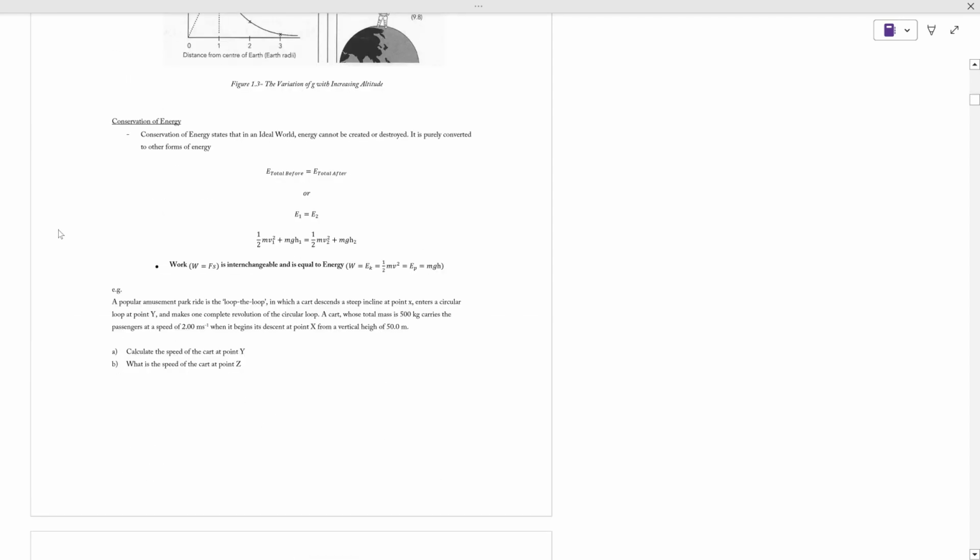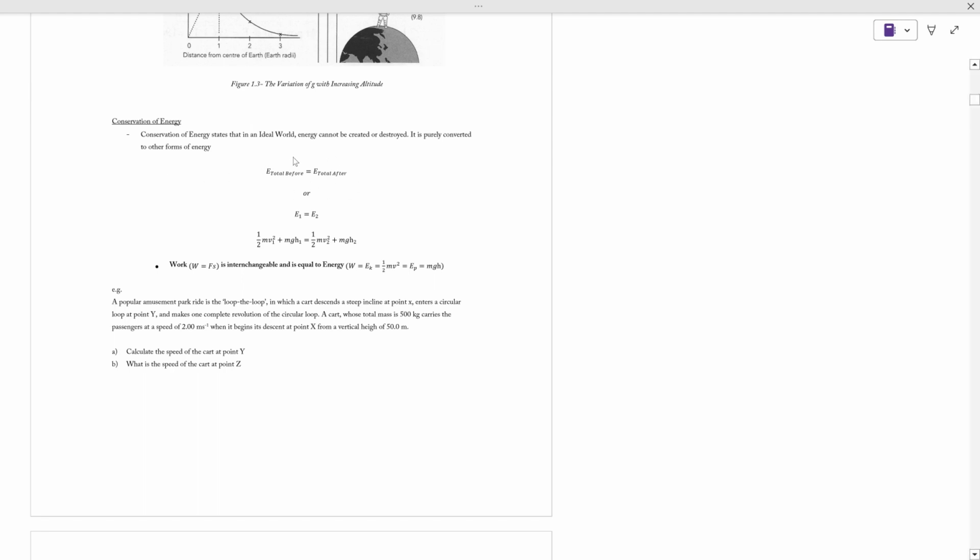So moving on to conservation of energy, you guys might have learned this in year 11 or maybe even year 10. Basically, the conservation of energy states that in an ideal world, energy cannot be created or destroyed. It is purely converted to other forms of energy. Obviously, in the real world, we have inefficiencies, and we do lose energy for all intents and purposes. In physics, when we do questions, we assume that it's an ideal, perfect world, and we don't lose energy, and instead it's converted.